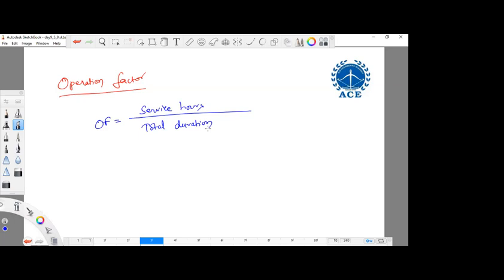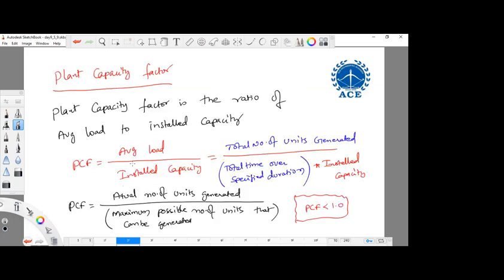And we can calculate the plant use factor. How do you calculate it? Plant capacity factor is the actual number of units generated over the total time of the specified duration. If you are calculating daily, you should take 24 hours, and if you are calculating annually, you can take 8760 hours for the annual duration.